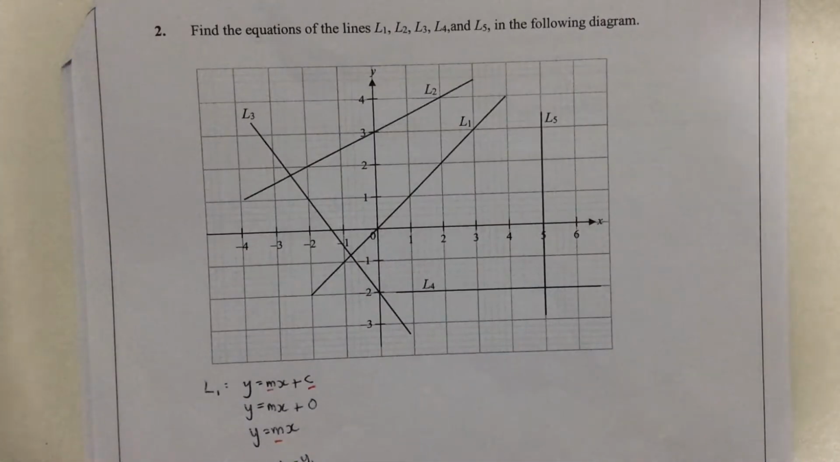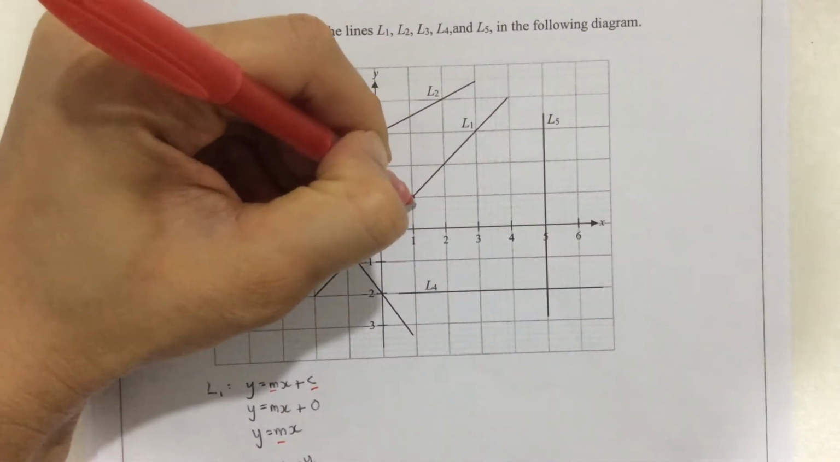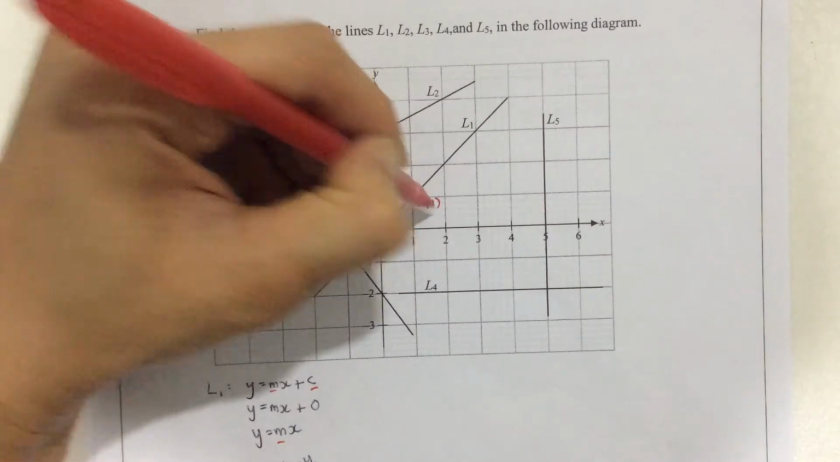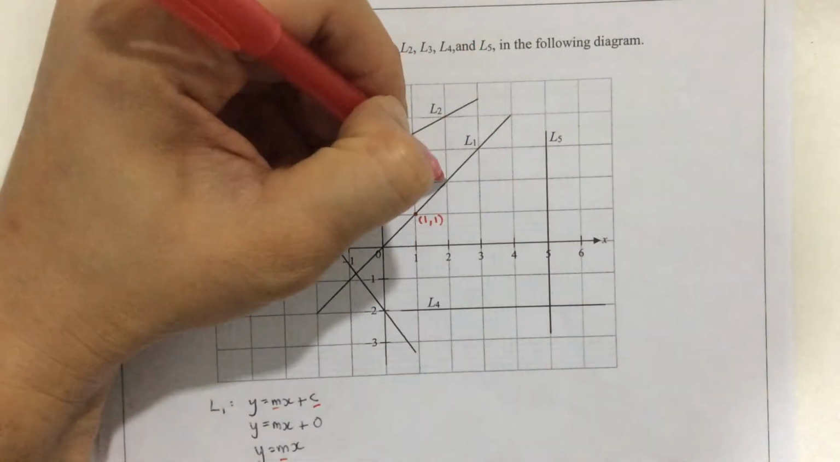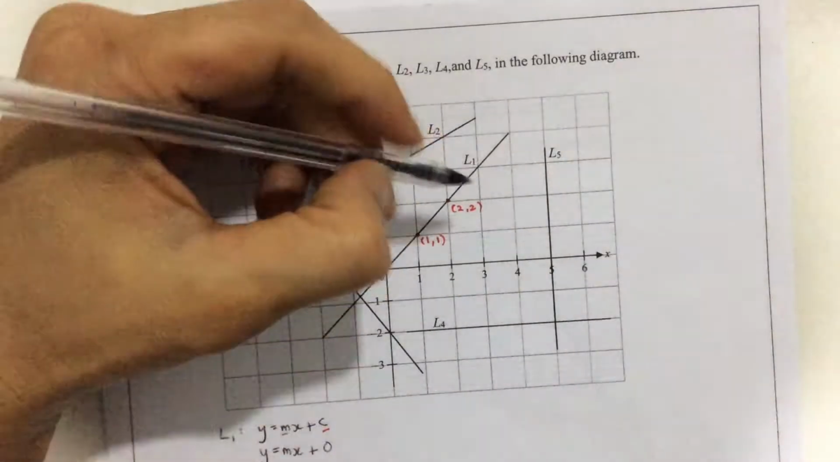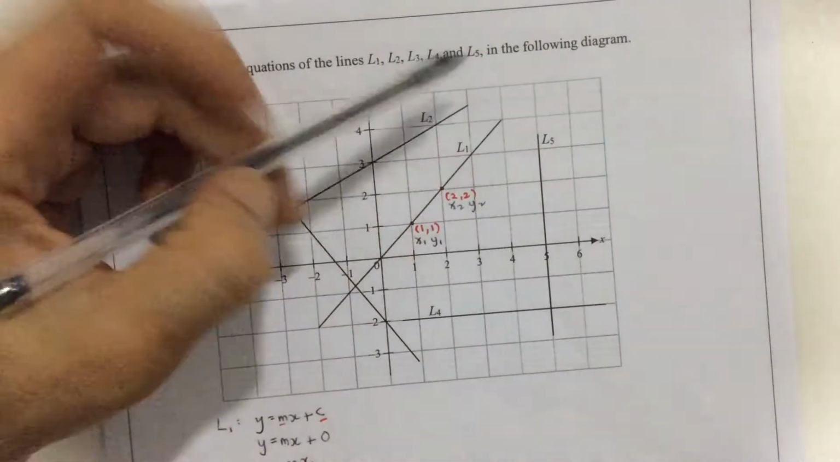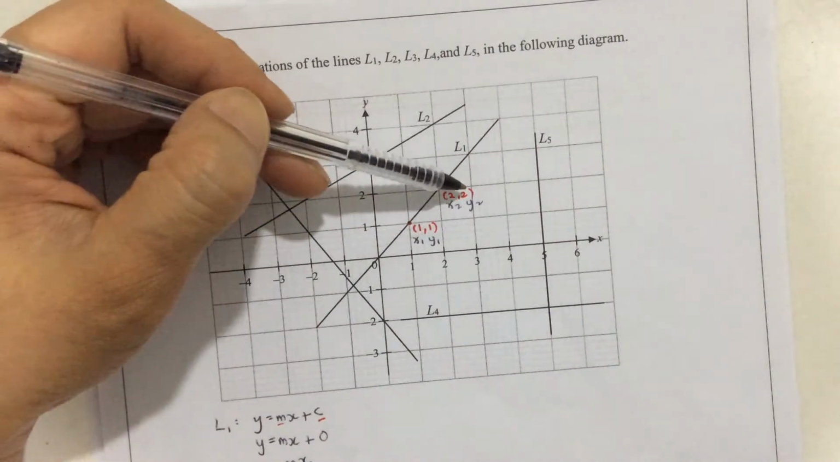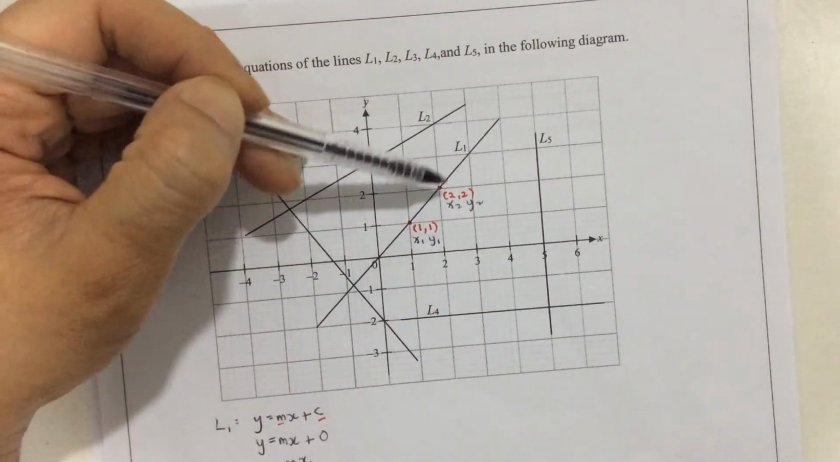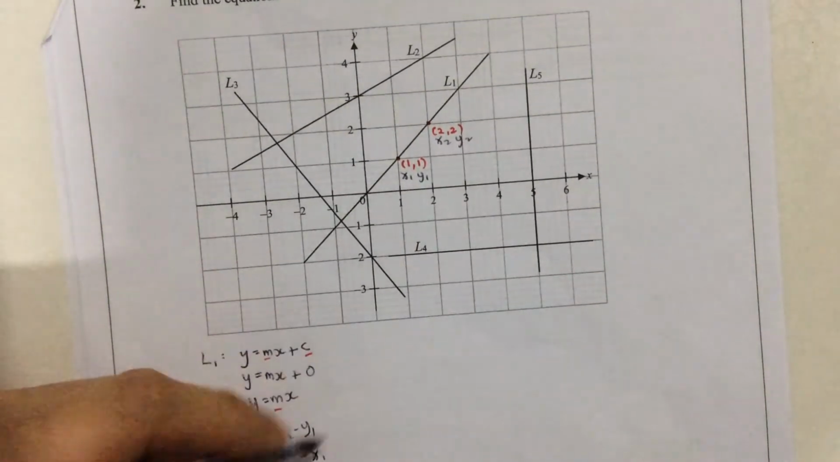If we look at the line, we can actually select 2 points here. I can see one of these points is at 1, 1 and another point probably here at 2, 2. If we label these as x1, y1 and x2, y2, I can just substitute y2 minus y1, so that's 2 minus 1 over x2 minus x1, so that's again 2 minus 1. So I can find the gradient of the line by using these 2 points.